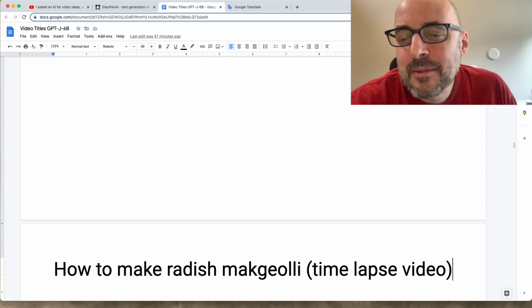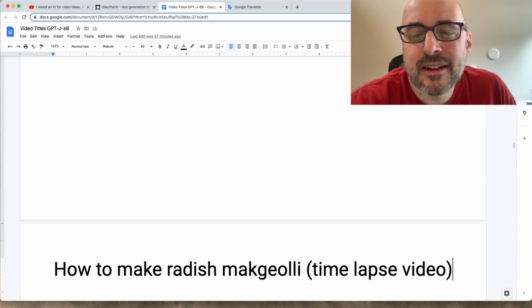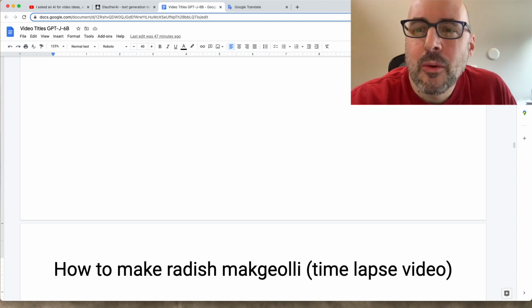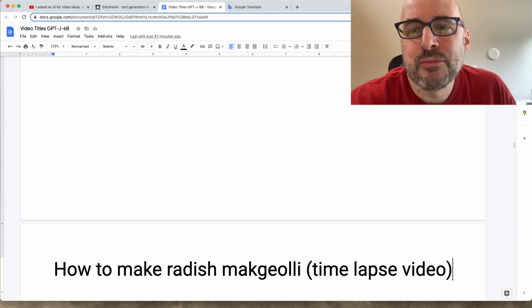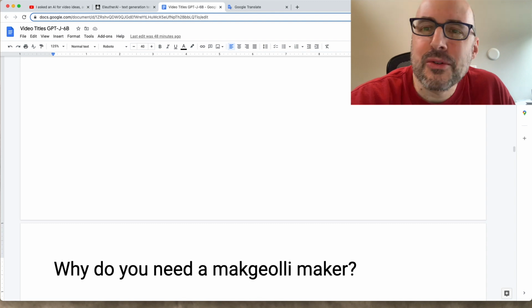How to make radish makgeolli. I've made radish pickles and you get a certain odor from radishes, even in the fridge, but especially outside of the fridge, you get a certain fermentation odor, which I don't think would be good directly in your beverage. Radish pickles are great, but they do produce a certain smell as they're fermenting. I don't think this is a good idea. Why do you need a makgeolli maker? You don't.